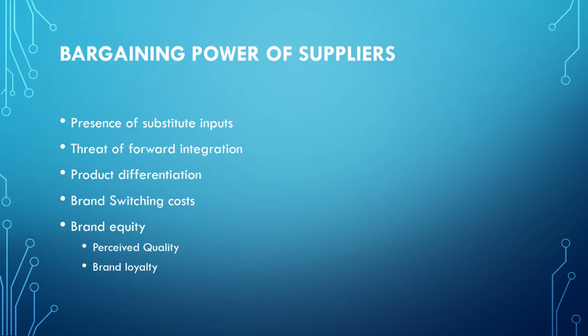Then we have bargaining power of suppliers. If I'm a producer of something, I have to buy products, raw materials, or inputs from suppliers. So does the supplier have power over me as a company? Well, the way that we look at the bargaining power of suppliers is it really depends on the presence of substitute inputs. My supplier has power over me if I don't have any other options. If the only option is them, then they've got more power in that relationship.